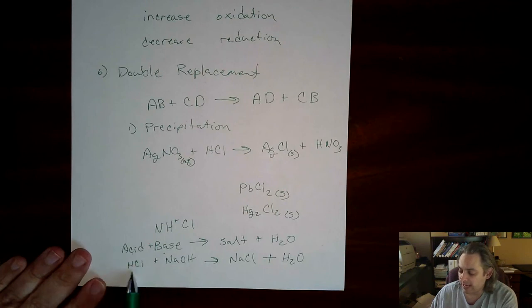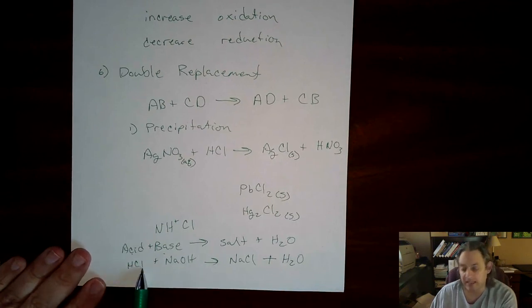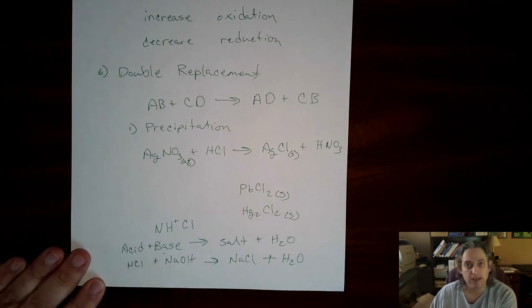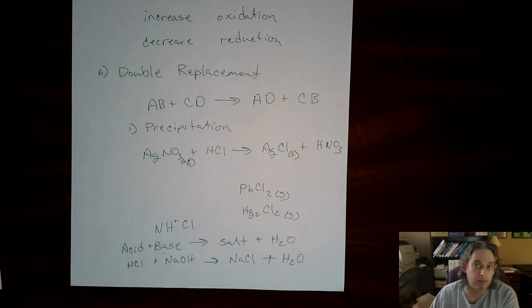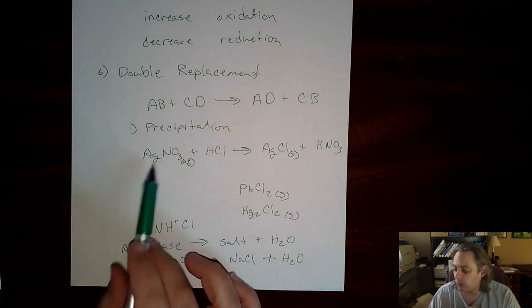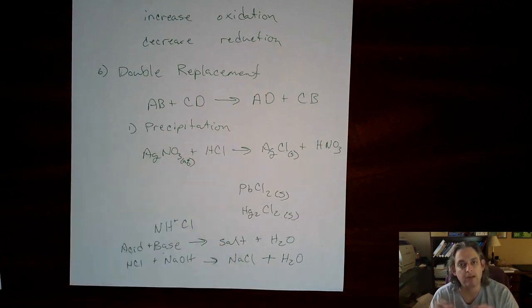You know you have an acid whenever you have a hydrogen with a polyatomic anion. And you have a base whenever you have an OH, the hydroxide ion, with a metal cation or a polyatomic cation. Now the third type of double replacement reaction is a gas forming reaction. Gas forming reactions are when you have two compounds coming together and a gas actually forms.